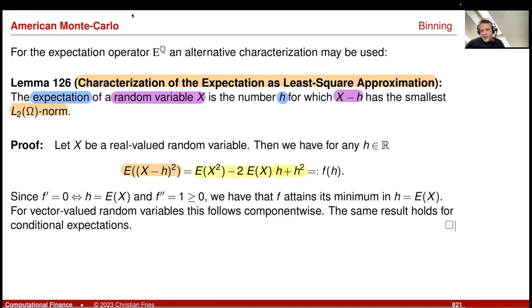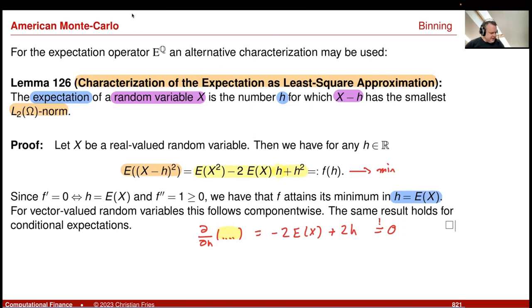And now, if you would like to minimize this function, so this is a function of h, I would like to find h such that the expectation of (x minus h) squared is minimal. So you take the first derivative. The first derivative of this is minus 2 times the expectation of x plus 2 times h. If that has to be equal to 0, you see h is the expectation of x. So I have a very nice interpretation for the expectation.